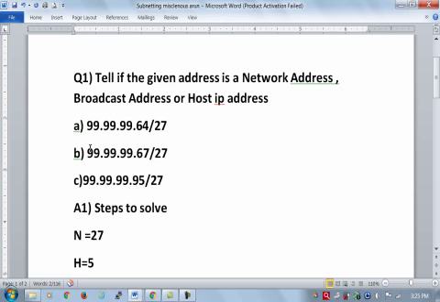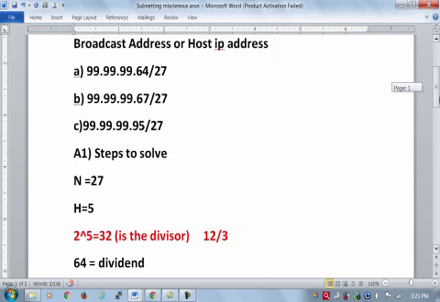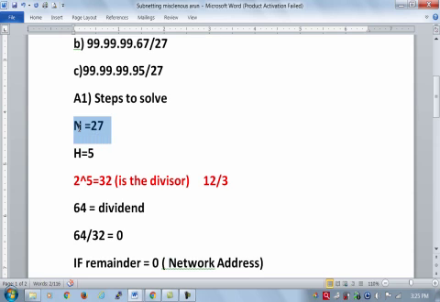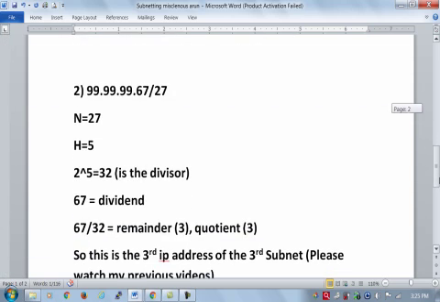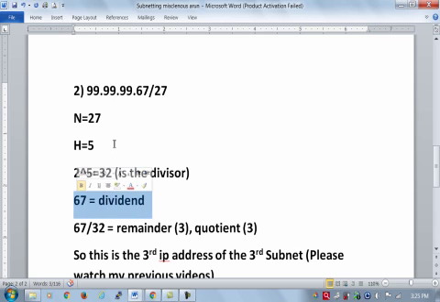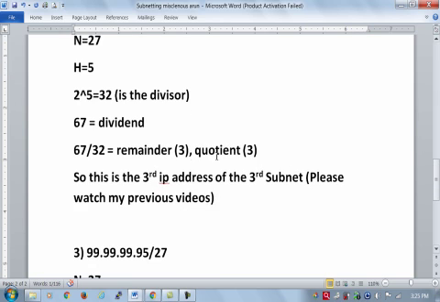The second address given over here is 99.99.99.67/27. Again the procedure will be the same. N is equal to 27, H is equal to 5. So my divisor is 2 raised to the power 5, which is 32. 32 is the divisor, but the dividend changes now, and the dividend now is 67. So 67 divided by 32, I get a remainder of 3, that is 32 into 2 is 64. So 67 minus 64, the remainder becomes 3, and my quotient is also 3.